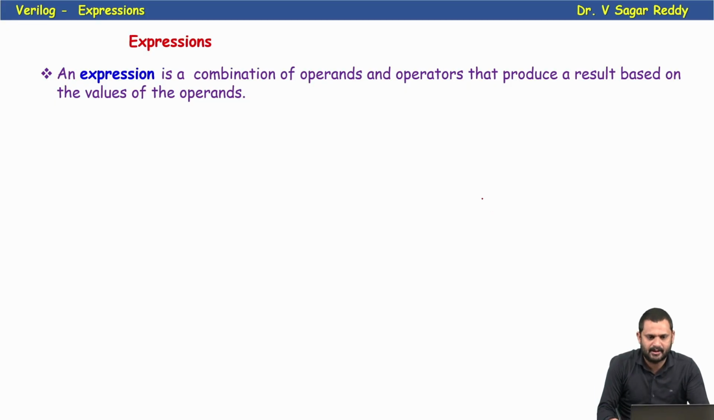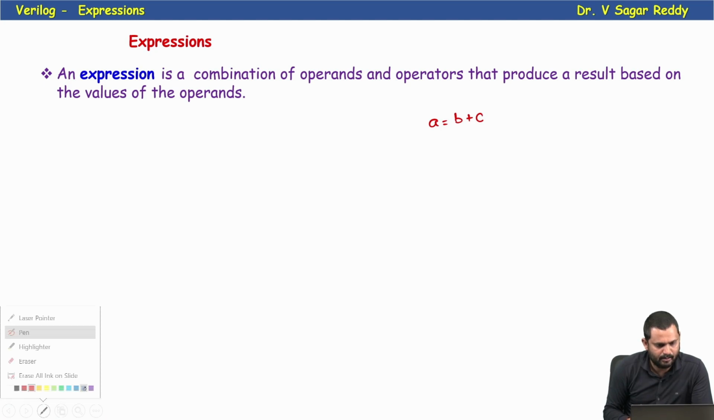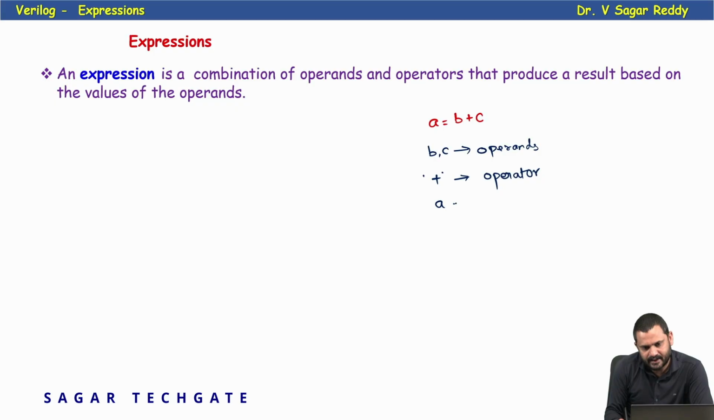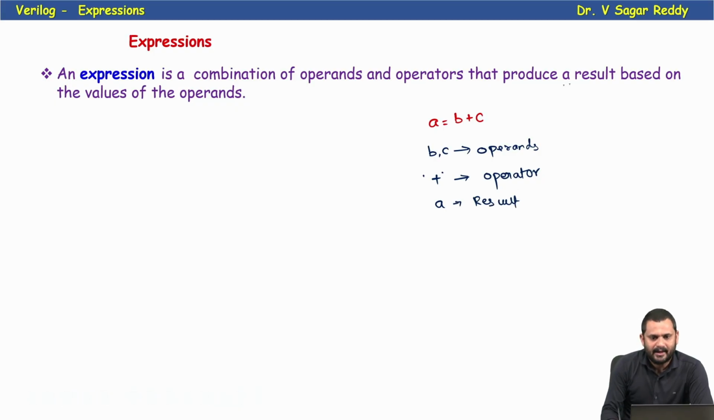Let us consider A equal to B plus C, where B and C are operands. This plus is an operator, and we can call A the result. So it produces a result based on the values of these operands. This is a simple expression like A equal to B plus C.